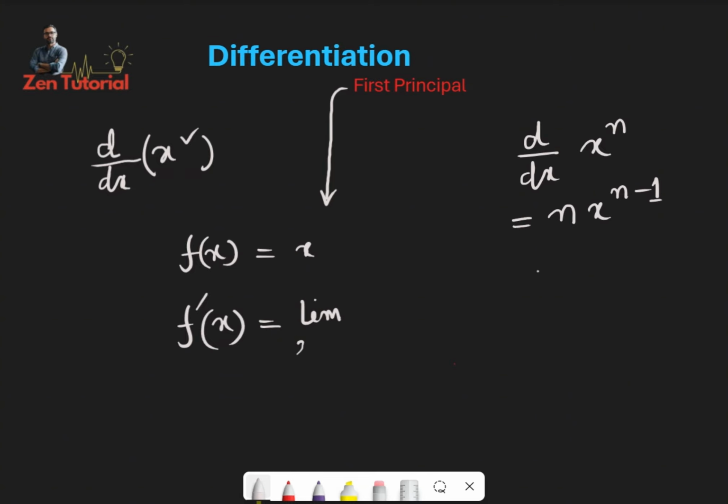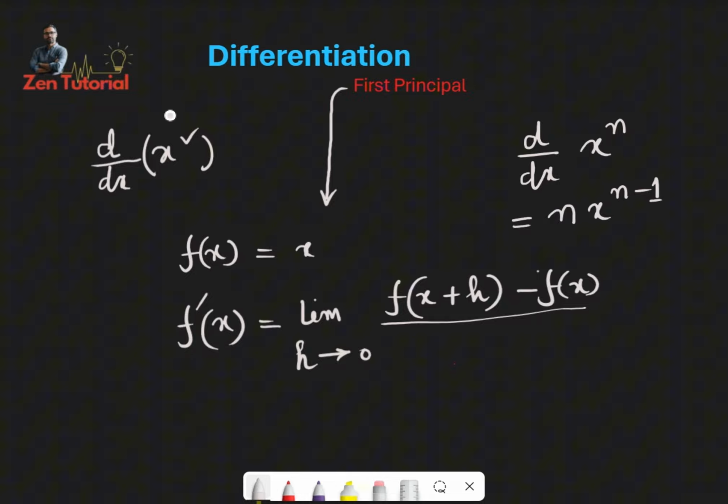limit h tends to 0, f of x plus h minus f of x over h. So this is actually the definition of first principle of differentiation. So this is actually the whole rule.